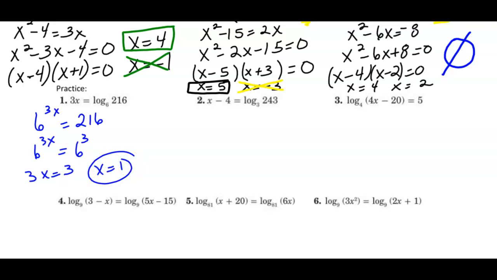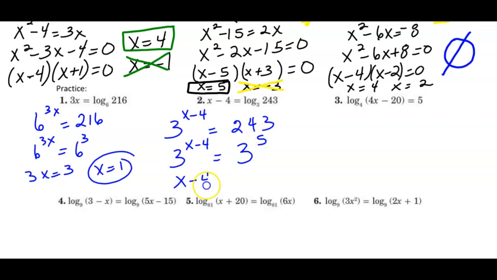Again, number 2, one log in your equation, so you're going to put it in exponential form. 3 to the x minus 4 equals 243. So if you can rewrite 243 as 3 to some power, then you're good. 243 is 3 to the 5th. So our bases are the same. x minus 4 equals 5. So x equals 9.